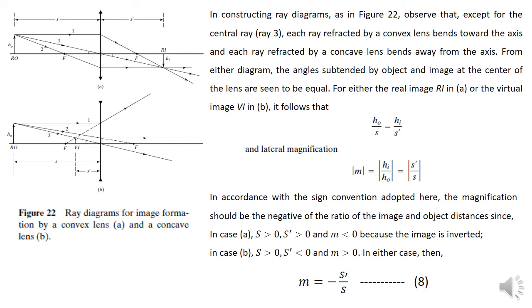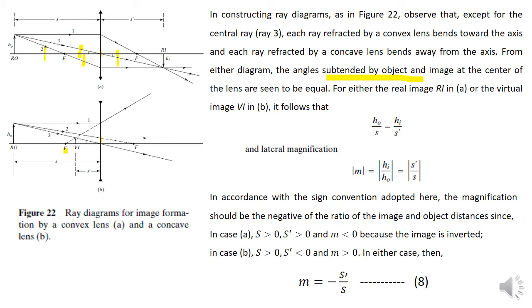So the convex lens causes convergence while the concave lens causes divergence. From either diagram, the angles subtended by the object and image at the center of the lens are seen to be equal, as you can see from these two figures. Here at the center of the object and the image, in each case, for the first ray, second ray, or the third ray, the central angles are equal, like in this situation, or for the second ray you can see these two angles, and similarly for the third ray. So for either the real image or the virtual image, because in the first figure the image is real, while in the second figure the image is virtual.